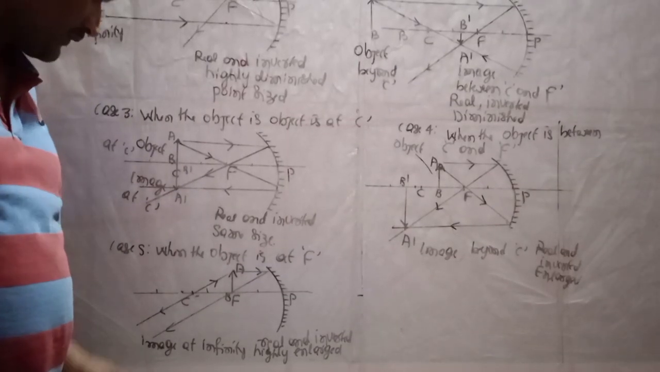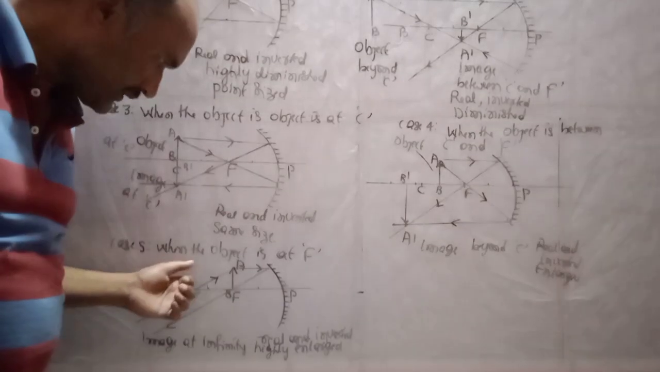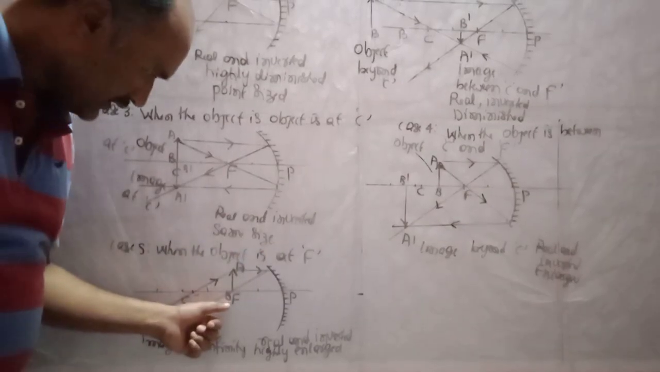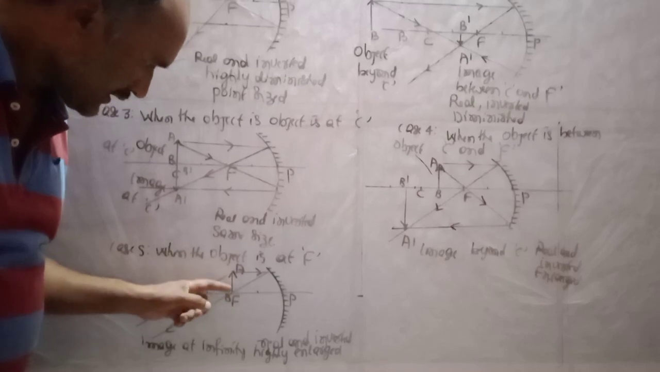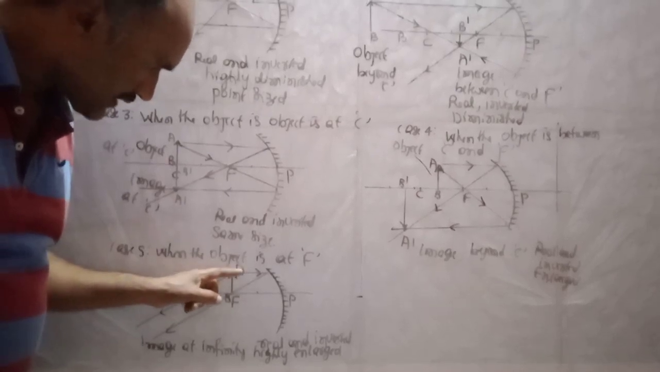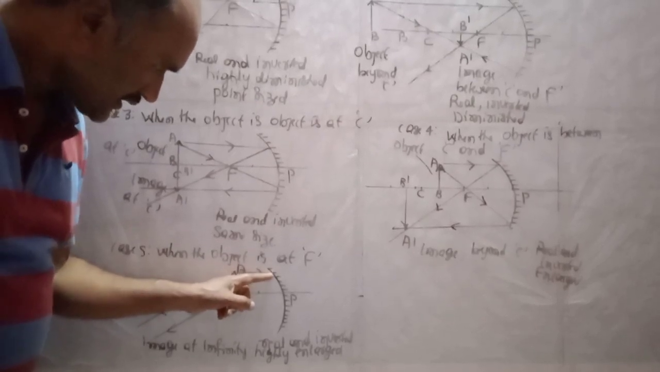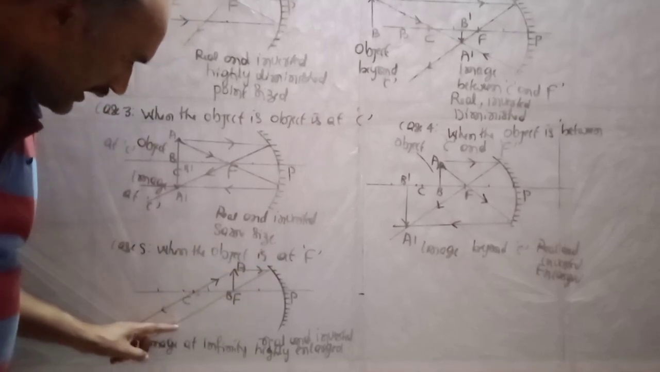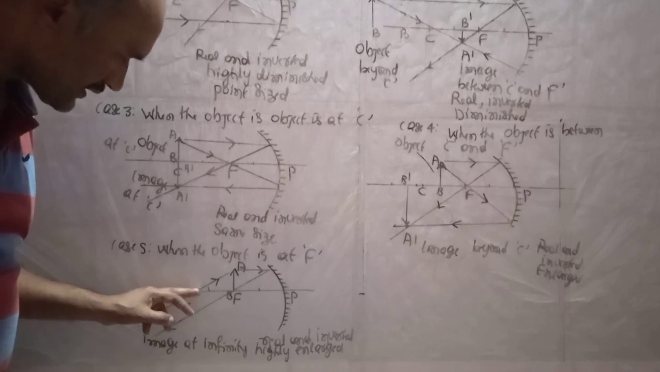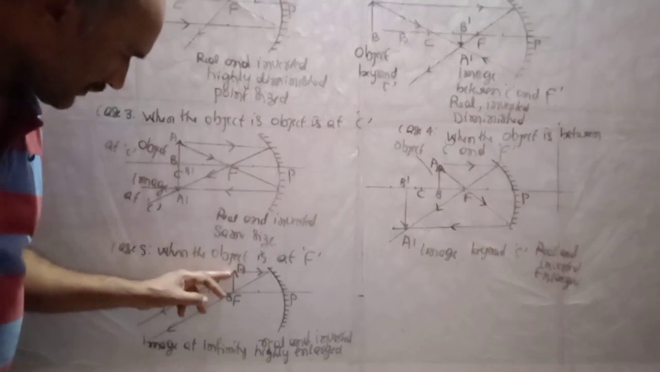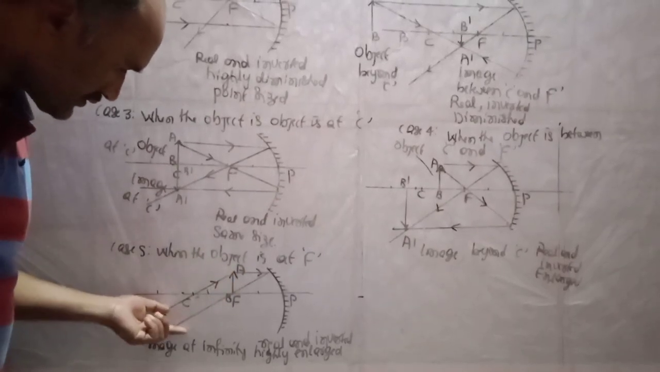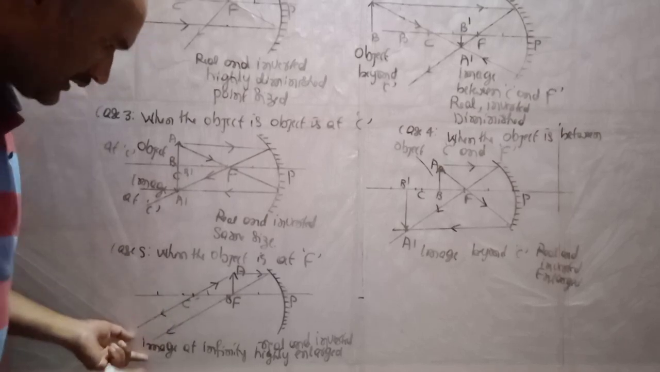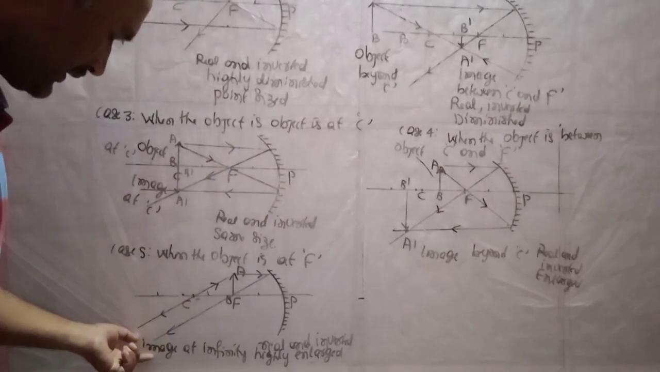Dear student, come to case number 5. When the object is kept at F, a ray that is parallel to the principal axis will pass, after reflection, through the principal focus. Again, a ray that passes through the center of curvature will come back on the same path. So these two rays are parallel. They meet far away, or they may not meet.